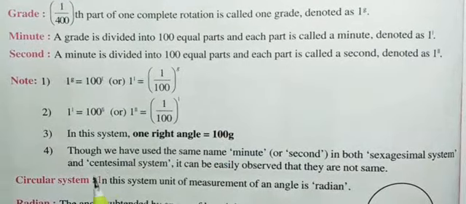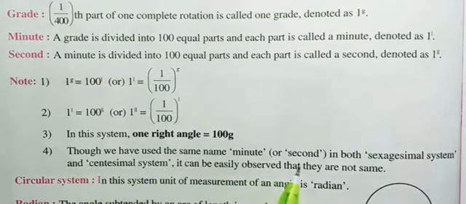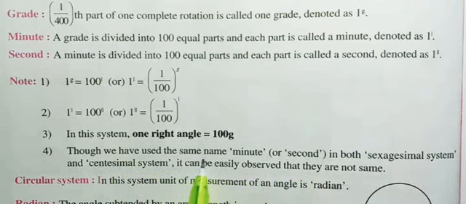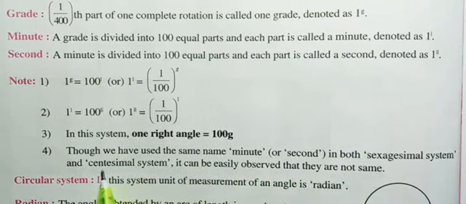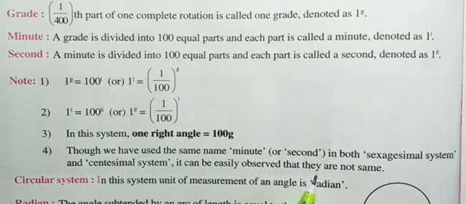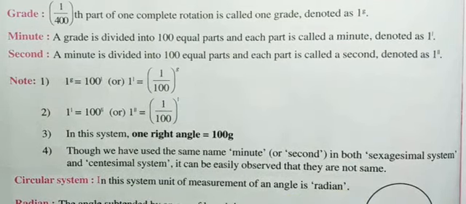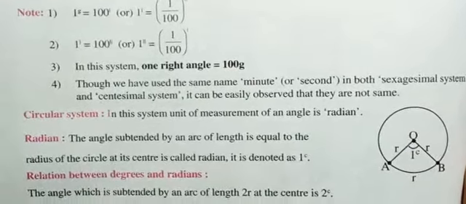So here one note is given. We have used the same name, minute, in both the sexagesimal and centesimal systems. It can be easily observed that they are not the same. Now let us move to another system.